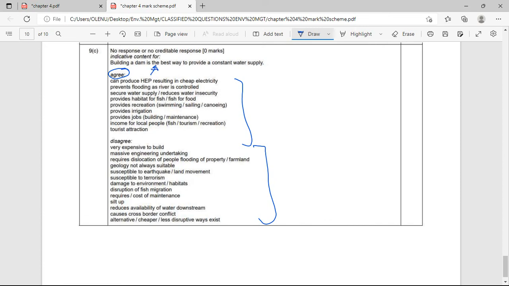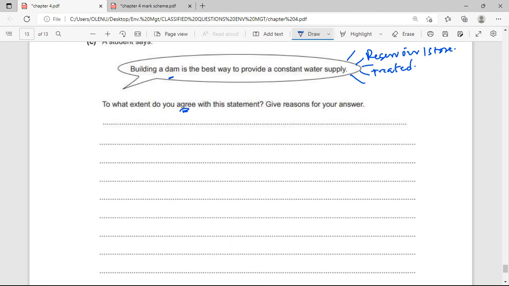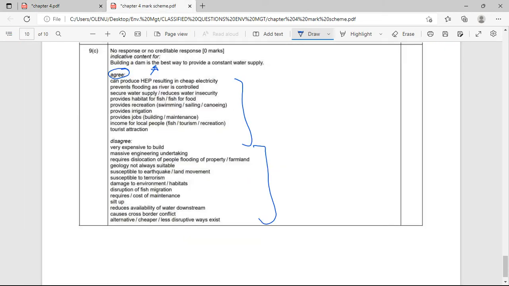Now, if you look at that, they say building a dam is the best way to provide constant water supply. What most students will get confused about here, for a 6-mark question, is they will just want to answer this in relation only to the importance of a dam in water supply. No, you should look at the general importance of the major keyword here, which is the dam. So a dam is used for HEP. It helps to store water to prevent flooding, but if it breaks, it can also lead to flooding. It's a source of water supply. It provides habitat for fish.